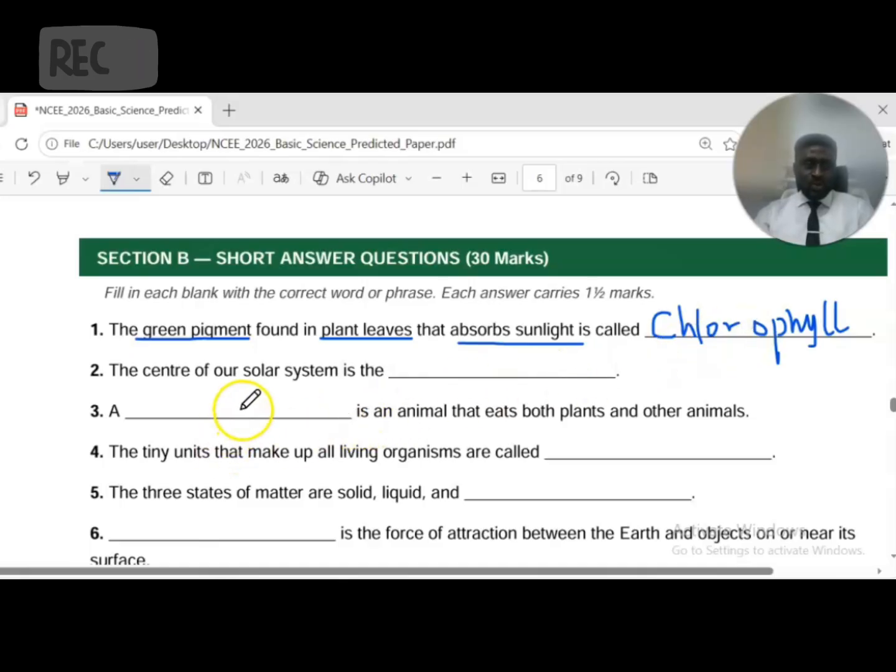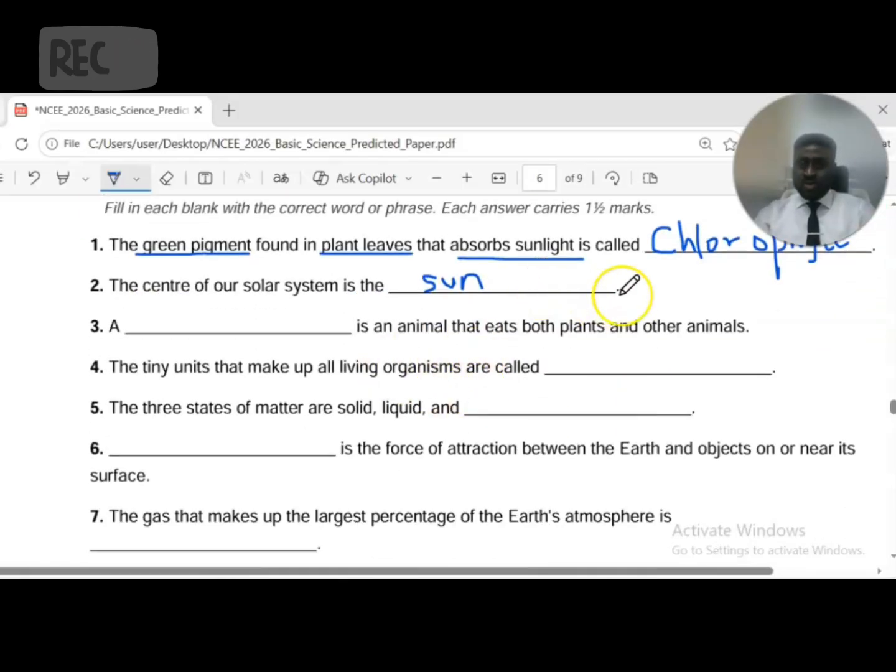Okay, let's go to question 2. The center of our solar system is what? The answer is the sun. The sun is the center of the solar system, or you can call it the reference point of the solar system. So is that taken note of? Write it down in your diary and reflect on it.